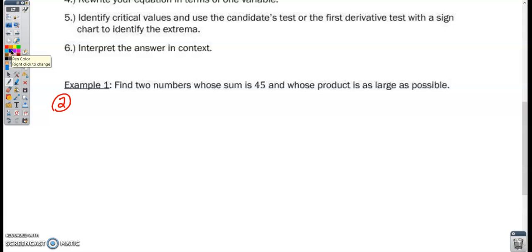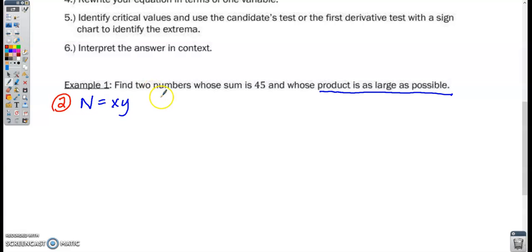We're going to find two numbers whose sum is 45 and whose product is as large as possible. So step 2, we're going to write an equation for the quantity that we want to optimize. We want to optimize the product. We want the product to be as large as possible. So we're optimizing the product of these two numbers. I'm going to call the product N, and I'm going to call the two numbers x and y. I know, pretty bland, but it is what it is. So there's our equation for the quantity we want to optimize: N equals xy. We're going to try and optimize N in this context, the product of those two numbers.